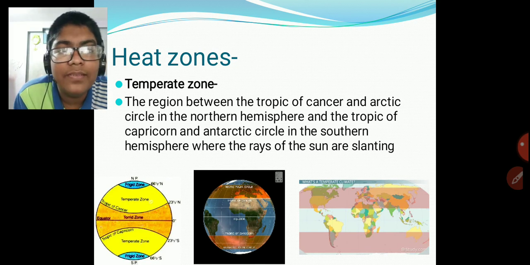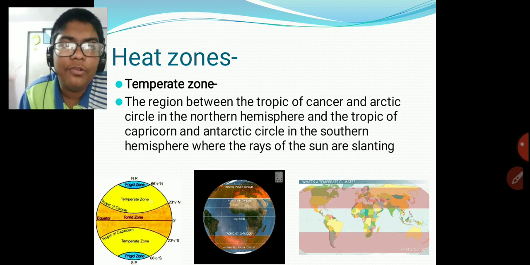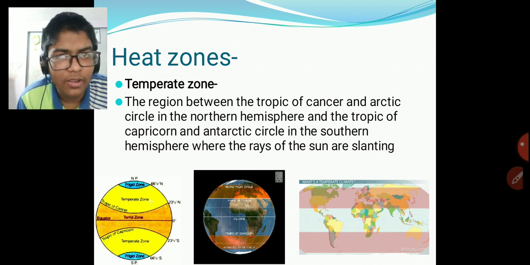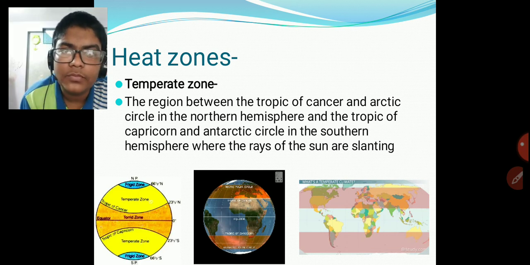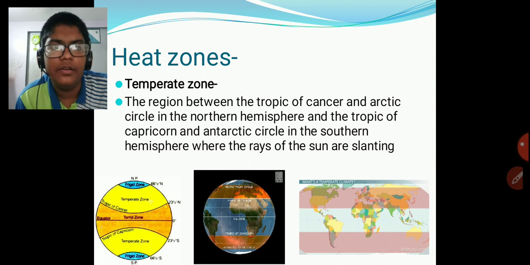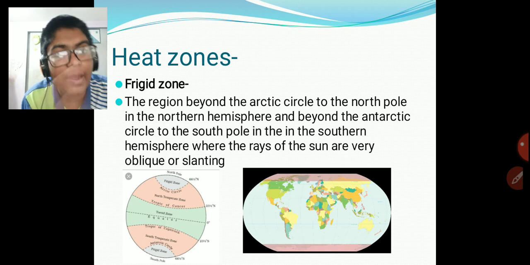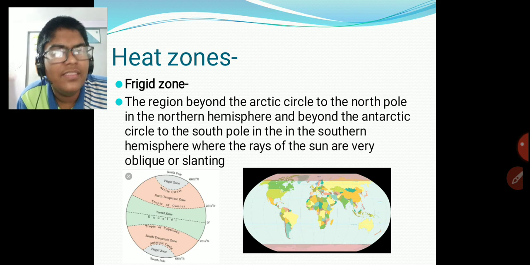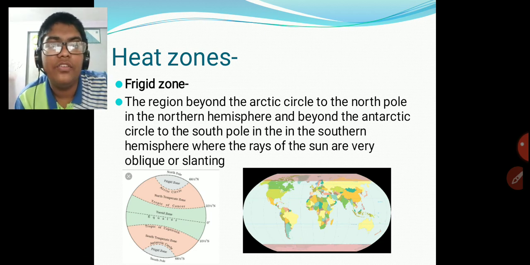Then is the temperate zone, which is the region between the Tropic of Cancer and the Arctic Circle in the northern hemisphere, and the Tropic of Capricorn and the Antarctic Circle in the southern hemisphere. The sun rays are a little bit slanting over here, so it is not too hot. Next is the frigid zone, which is beyond the Arctic and Antarctic circles to the poles. This is a very, very cold place because it does not receive any vertical rays of the sun, so on a larger area the heat is concentrated.